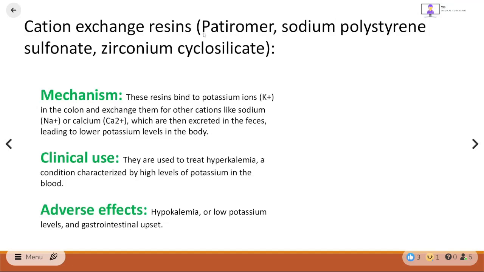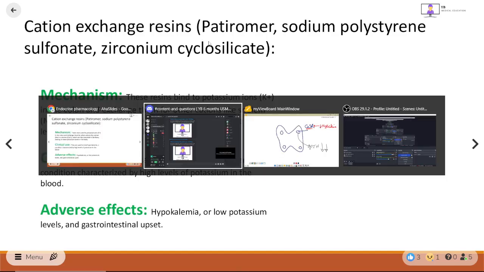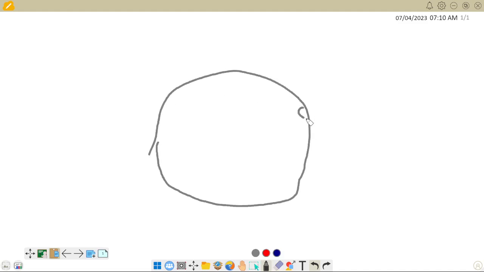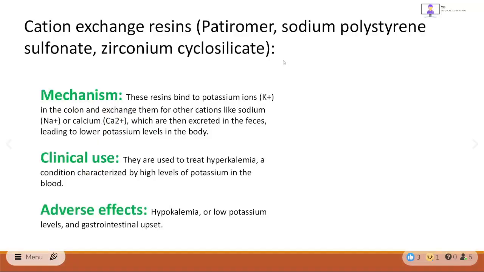It's a cation exchange resin, meaning, in simple terms, it has some ions on top of it, sodium and calcium, but it leaves sodium and calcium in exchange for potassium. Okay, so it binds to potassium. Basically, it's a potassium binder, in the simplest terms. Okay, so these resins bind to potassium ions in the colon and exchange them for other cations like sodium or calcium, which are then excreted in feces, leading to lower potassium levels.